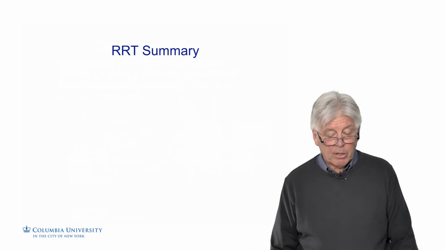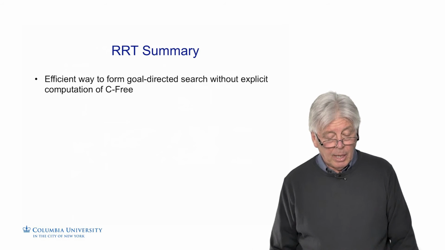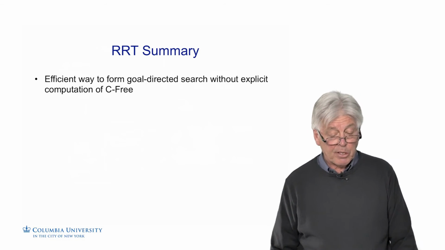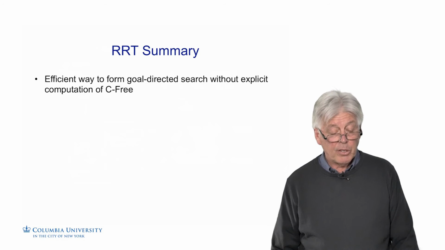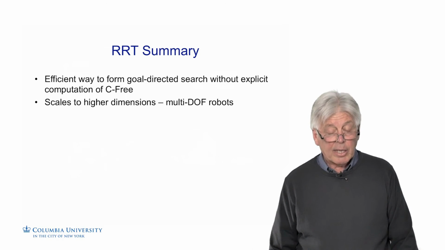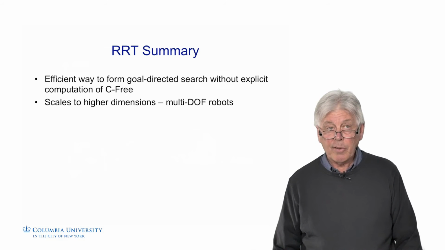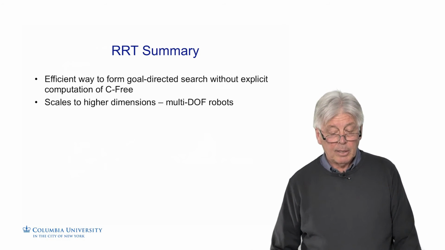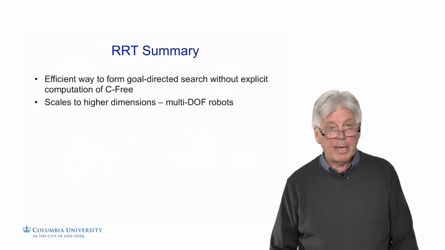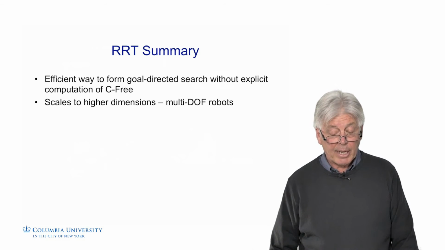So let's summarize RRTs. They're an efficient way to form goal-directed search without explicit computation of the free space. Okay, so we're just sampling the C space and we can find configurations that are free, but we don't know all the configurations. It scales nicely to higher dimensions, which are difficult to do exactly. We can use approximations here by doing sampling of this high dimensional space and find regions which we can navigate in.